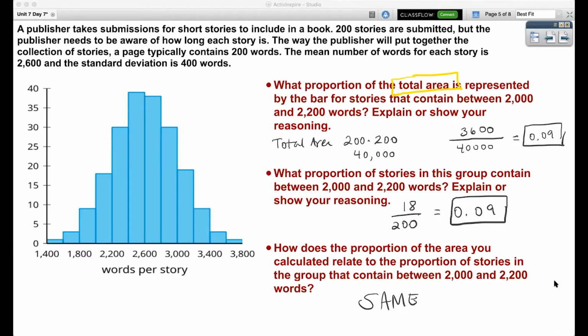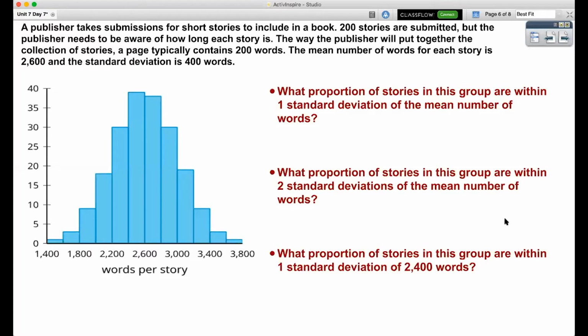All right, we're going to look at 3 more questions, and these have to do with standard deviation. What proportion of stories in this group are within 1 standard deviation of the mean number of words? What proportion of stories in this group are within 2 standard deviations of the mean number of words? And what proportion of stories in this group are within 1 standard deviation of 2,400 words? So just like before, pause the video, take as much time as you need. Once you think you have the answer, unpause, and we'll review.